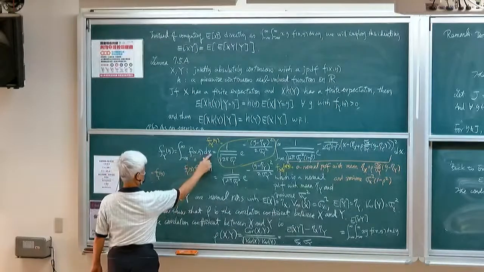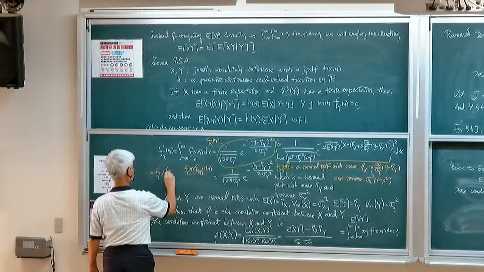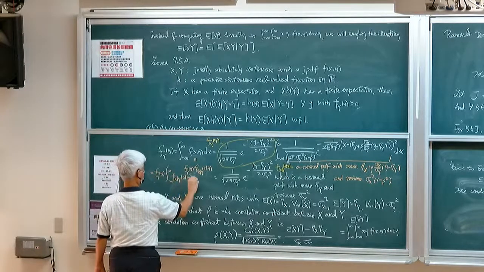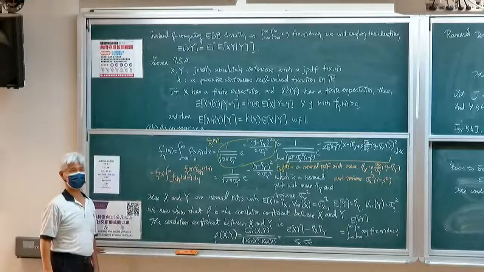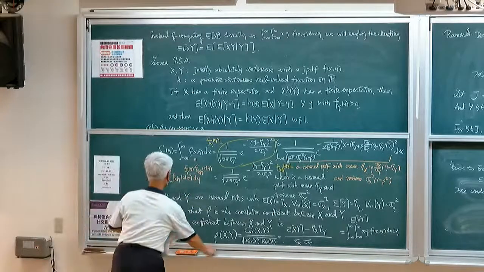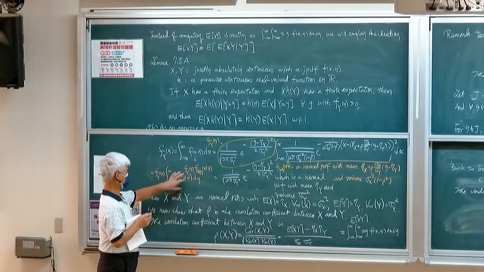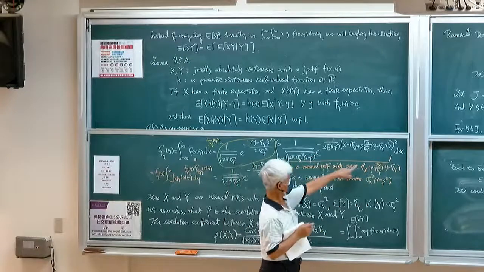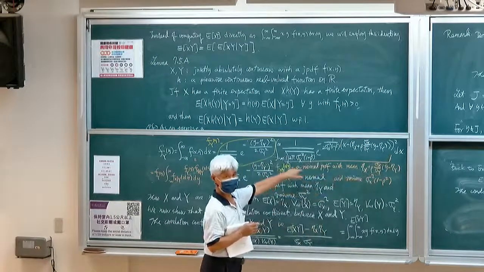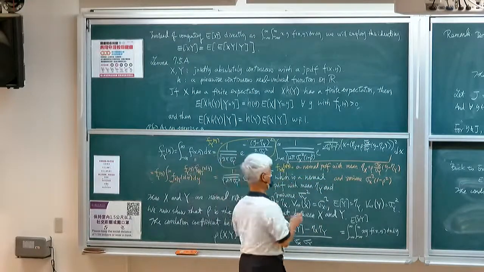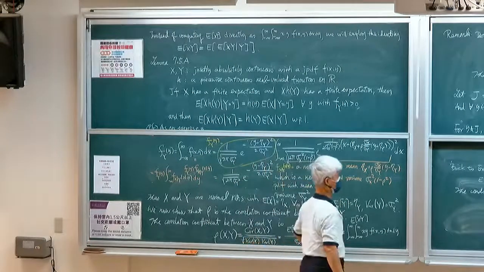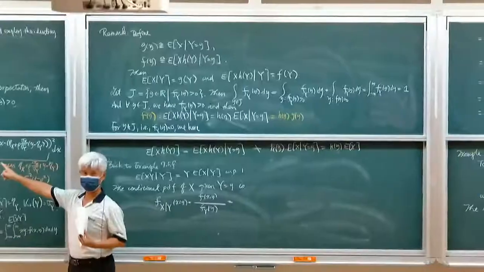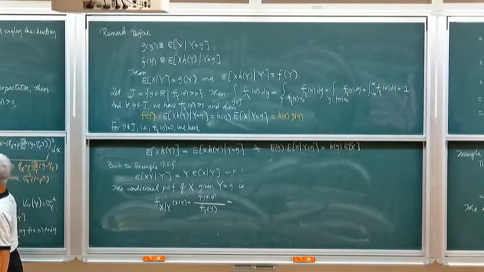Because this is dependent on y, right? So you can move it out. And this is the PDF, so that this is equal to 1. So when we look at that, you find the integrand itself is just the conditional PDF of random variable x given y.